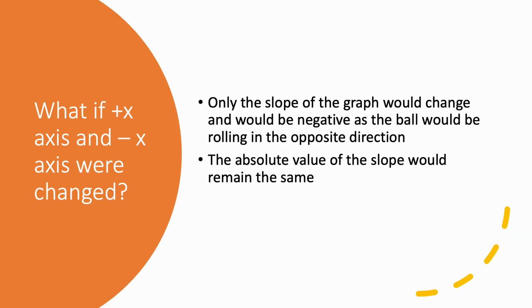What if the positive x-axis and the negative x-axis were changed? Then only the slope of the graph would change, and it would be negative as the tennis ball would be rolling in the opposite direction, but the absolute value of the slope would still remain the same.